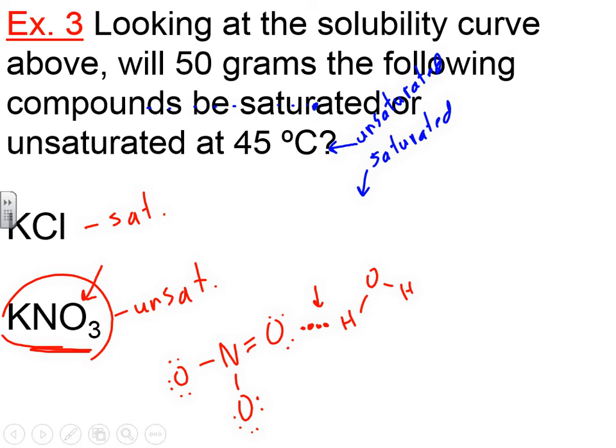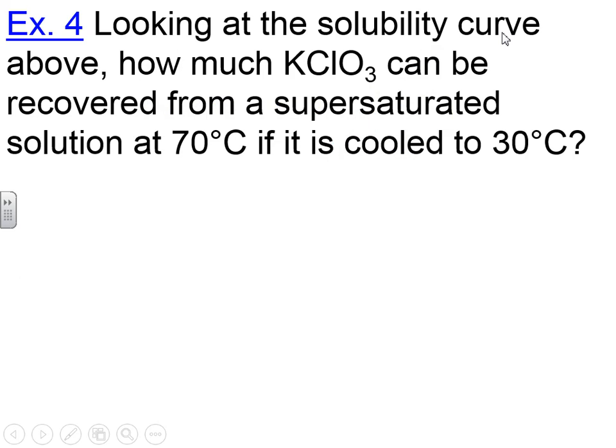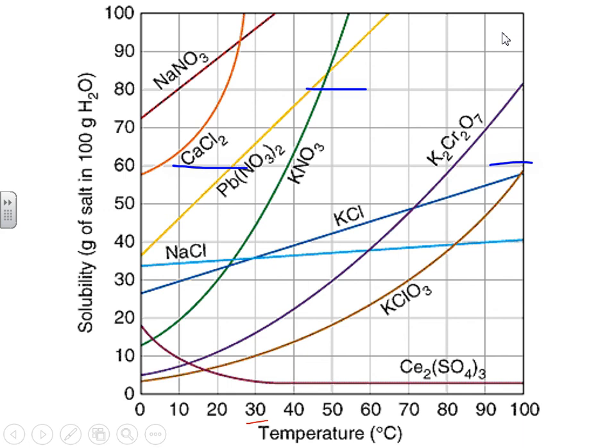One more question. This one says, looking at the same curve, how much KClO3, potassium chlorate, can be recovered from a supersaturated solution at 70 if it's cooled to 30? So if we dissolve everything that we can at 70 degrees Celsius for potassium chlorate, and then cool it down to 30 Celsius, take a look at the graph. Here is potassium chlorate. We're going from 70 to 30, from here down to right here.